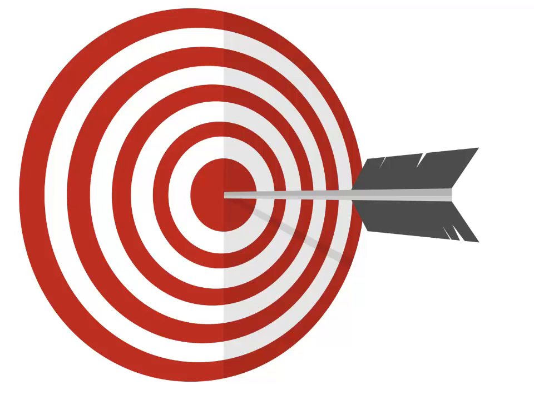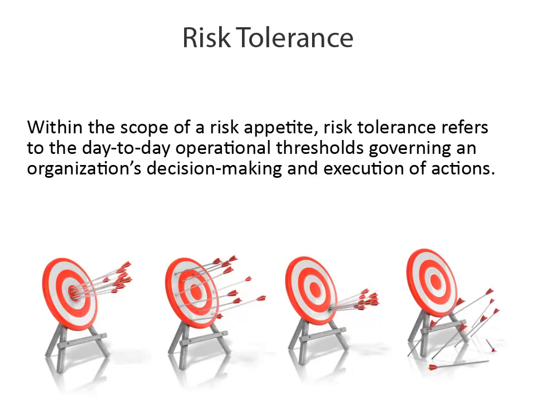An organization's risk appetite is articulated in a risk appetite statement, which determines that organization's risk target. The risk appetite establishes targets for annual activities and day-to-day activities. It is a strategic level concept. Risk tolerance, by contrast, is a tactical risk management concept. Within the scope of a risk appetite, risk tolerance refers to the day-to-day operational thresholds governing an organization's decision-making and execution of actions. Consider the targets shown here, where arrows represent actions.